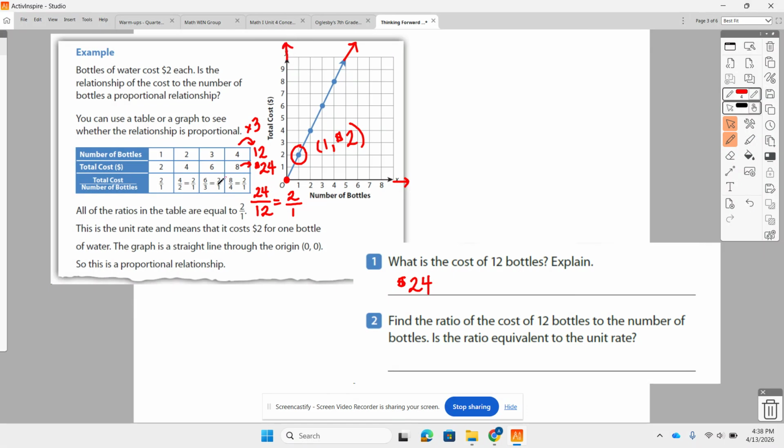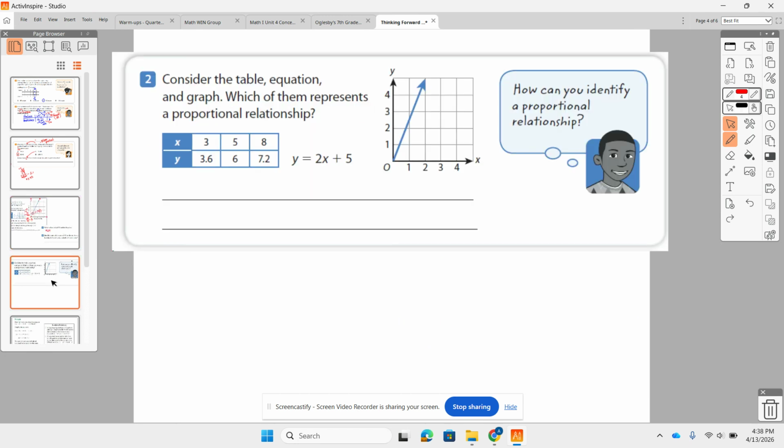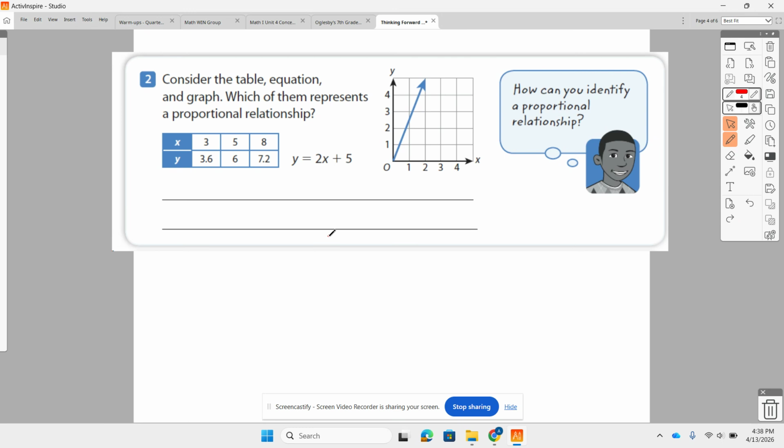On the next page over, there's a question that I really want to make sure is clear to you because it's kind of a typical EOG type question. Okay, number 2 says, consider the table, equation, and graph. Which of them represents a proportional relationship? So knowing how to get the ratio, and if it's the same, on a table, equation, and a graph is really important for 7th grade.